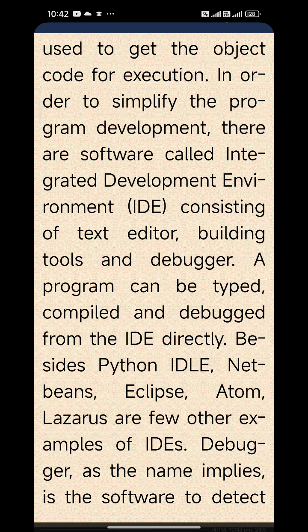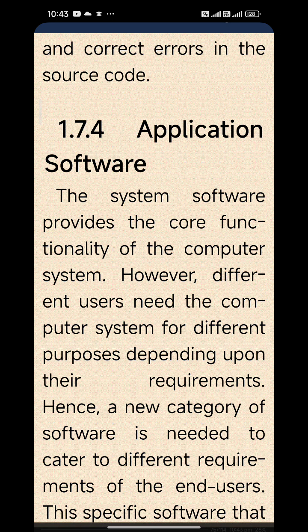In order to simplify the program development, there are software called Integrated Development Environment, IDE, consisting of text editor, building tools, and debugger. A program can be typed, compiled, and debugged from the IDE directly. Besides Python IDLE, NetBeans, Eclipse, Atom, Lazarus are few other examples of IDEs. Debuggers, as the name implies, is the software to detect and correct errors in the source code.